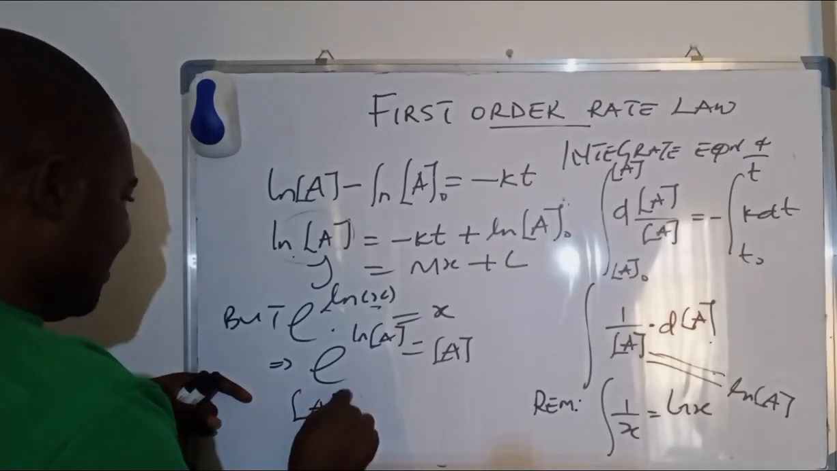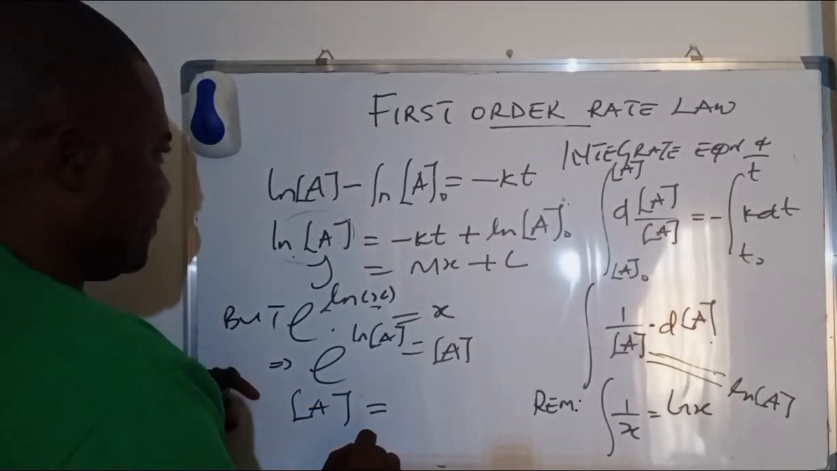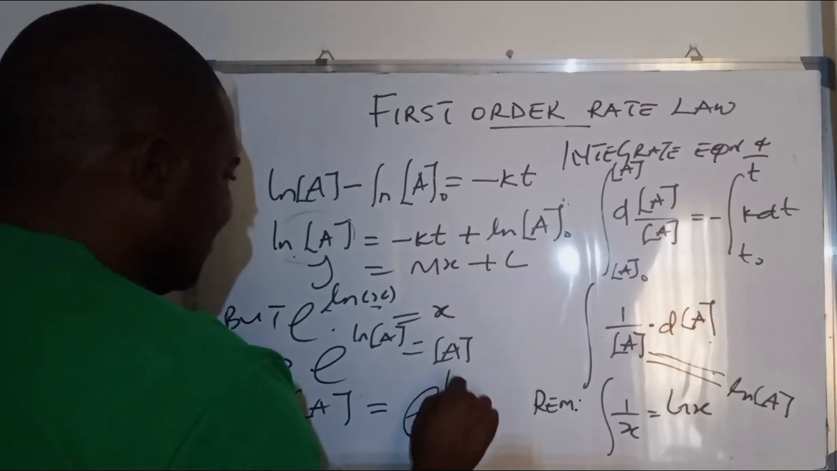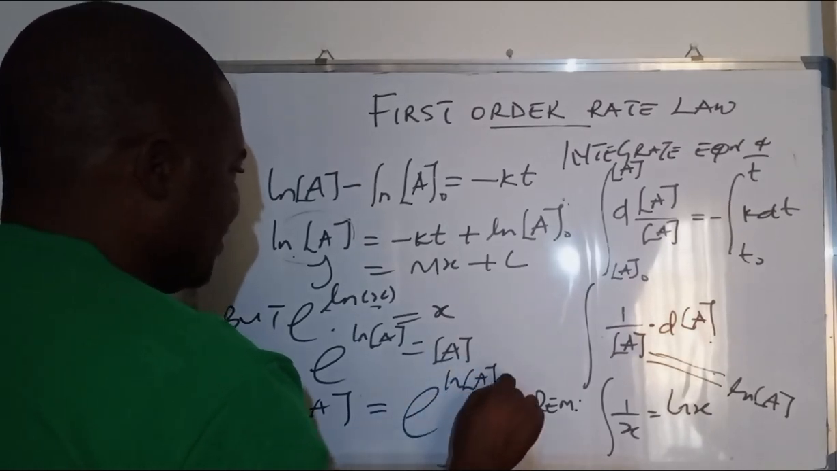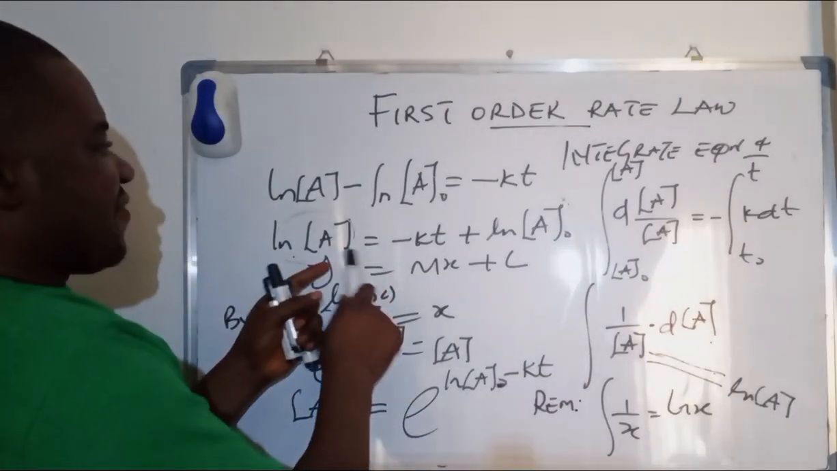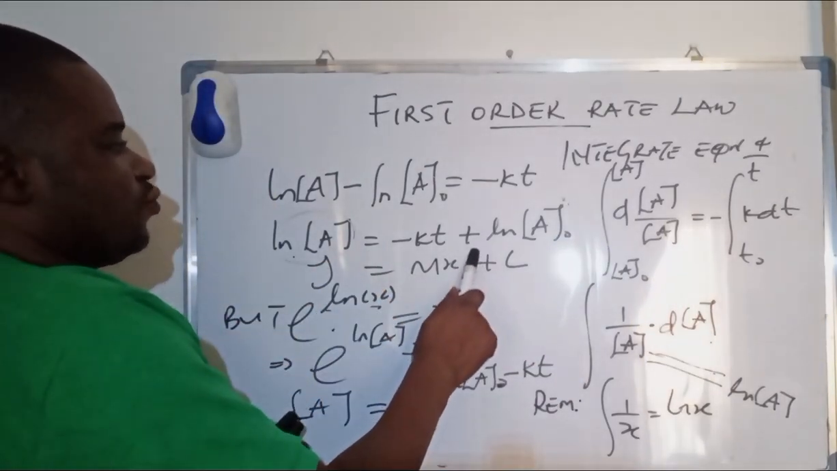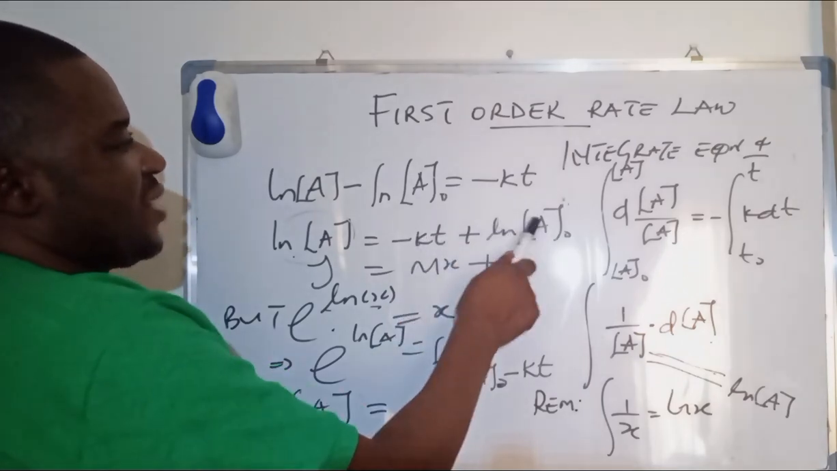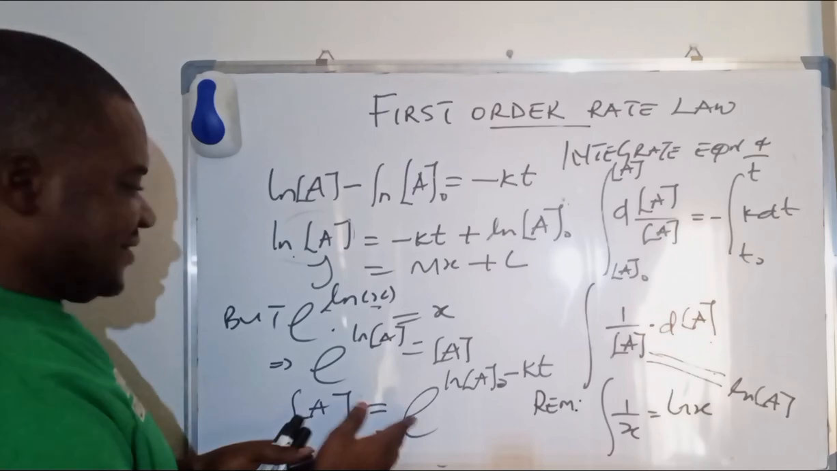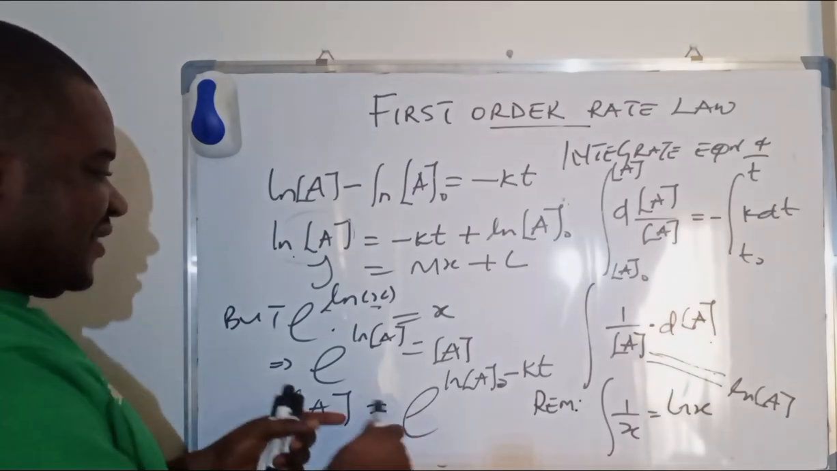That means it will be a equals the exponent of ln a0 minus kt. That is what we are going to have. You will need to rearrange this equation in order to bring this minus kt this way. In that way, you have this very easy.